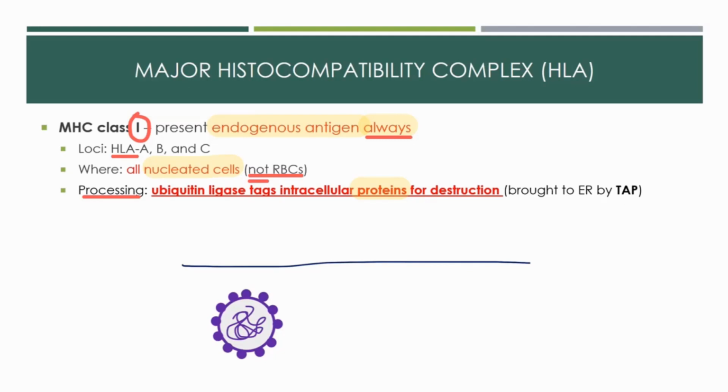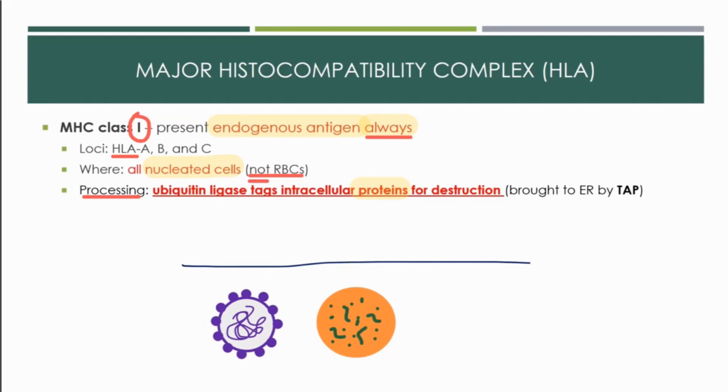Older worn-out proteins, which I'm representing by this green triangle here, are tagged for destruction by the enzyme ubiquitin ligase and broken down to amino acids and peptides in a proteasome, which I'm drawing as this big orange circle. Some of these broken down parts are used to make new proteins, and some are brought to the rough endoplasmic reticulum by the transporter associated with antigen processing protein, or TAP, which also loads the peptides onto MHC.